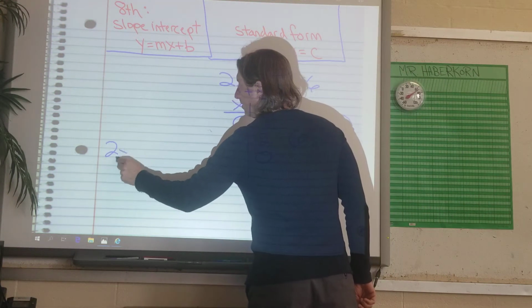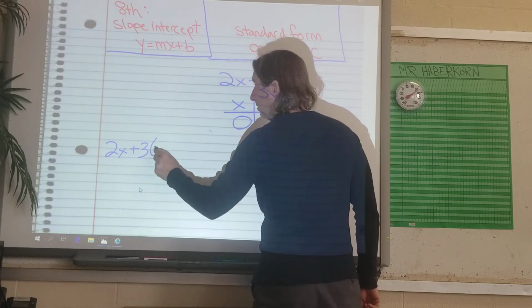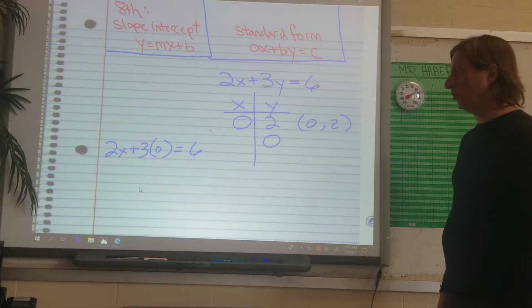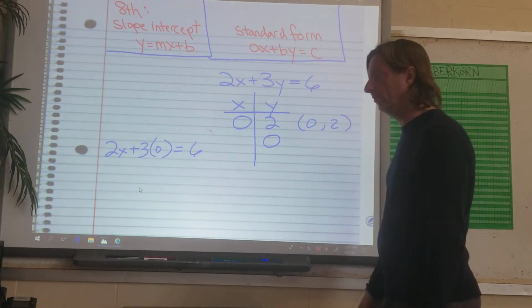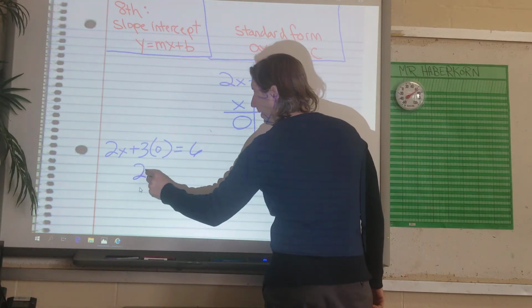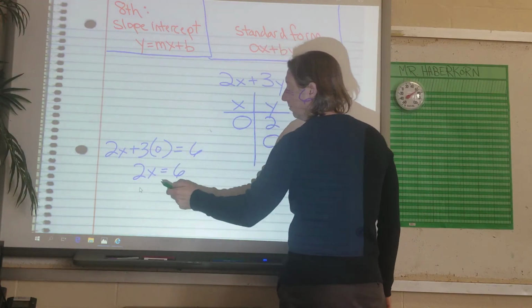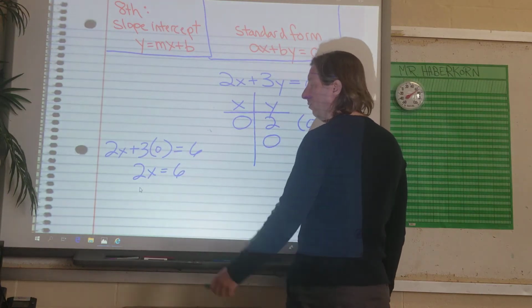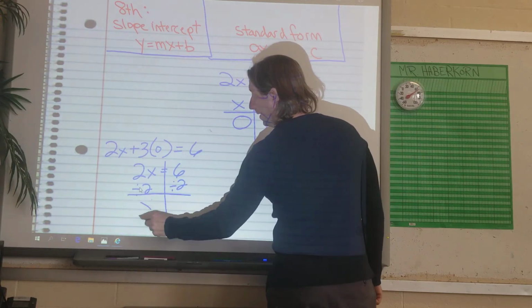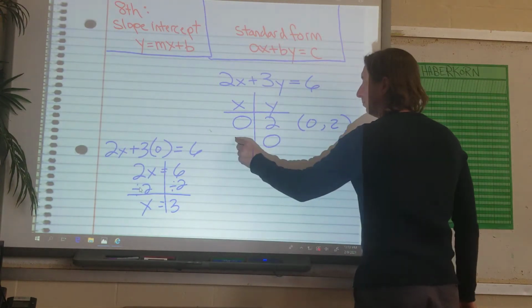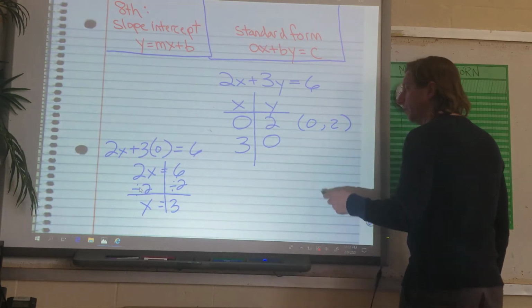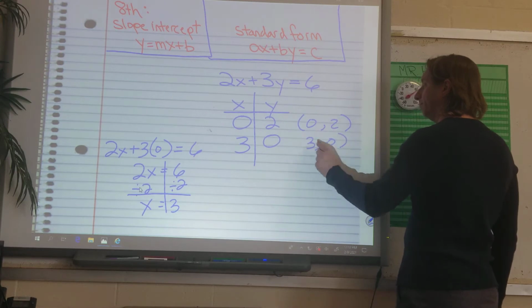So I have 2x plus 3 times 0 equals 6, right? So we know 3 times 0 is nothing. 0, so that's gone. So this is all gone. All I have left is 2x equals 6. Because the 3 times 0 just wipes itself out. I divide by 2. And I get x equals 3. X is 3 when y is 0. Okay? So here's my other point.